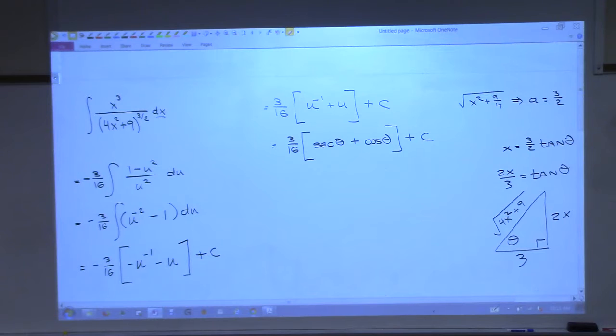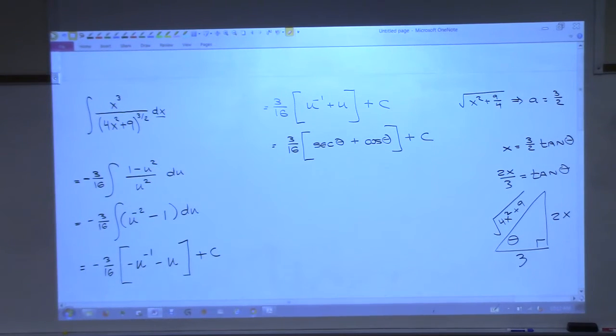Because that was the original substitution. That was, right? And then I multiply both sides by 2 and divide it by 3. And then triangle tangent is opposite over adjacent. And this side should be the square root of the sum of these two squared. Should go there.